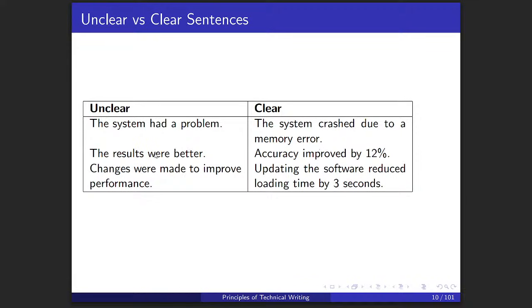Okay. The results were better. Changes were made to improve performance. What results? Which changes? Why do we need to make changes? If I read these unclear sentences, I may get these types of questions. But if you write a clear sentence, if you look here: accuracy improved by 12%, updating the software reduced loading time by 3 seconds. This gives me clear validation and clear understanding in my mind. So clear sentences make your paper strong.